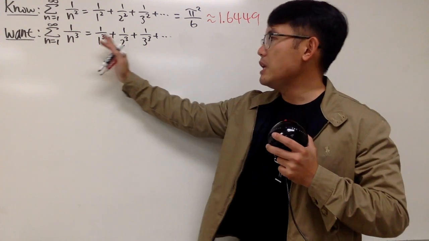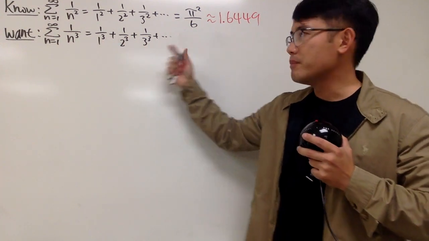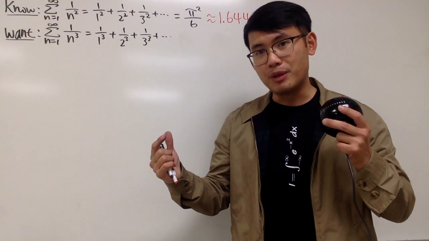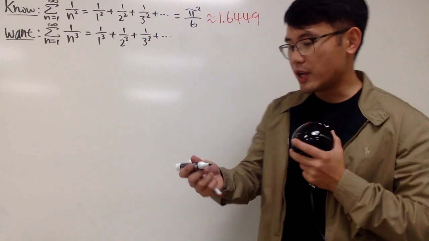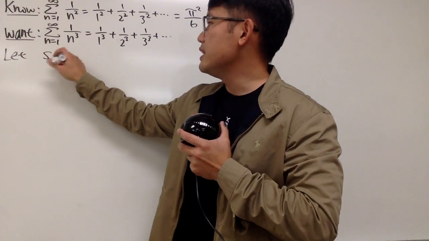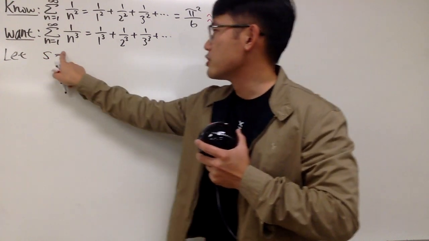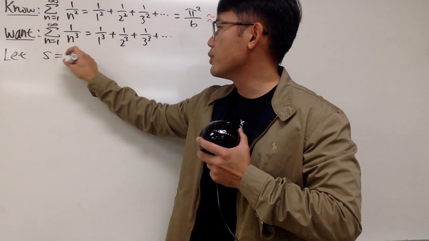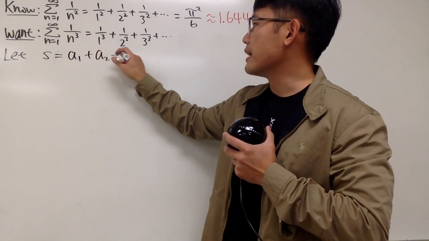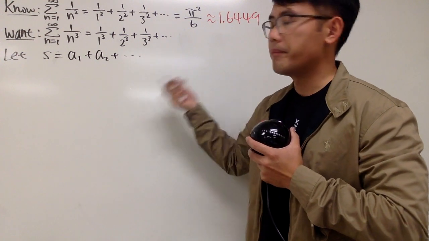Well, maybe we can just stop somewhere and talk about the first n terms' partial sum. And that should be a pretty good approximation, right? So here we go. That's the idea. Let me start by saying let s equal the infinite sum. So we'll just say s is equal to a1, which is the first term that we have, plus a2, plus a3, and so on, so on, so on.